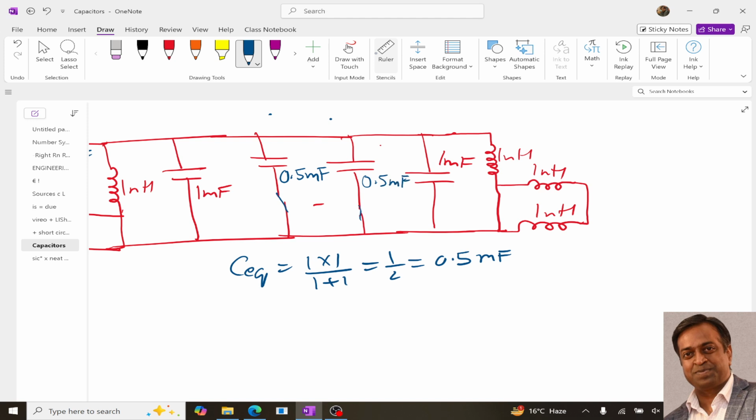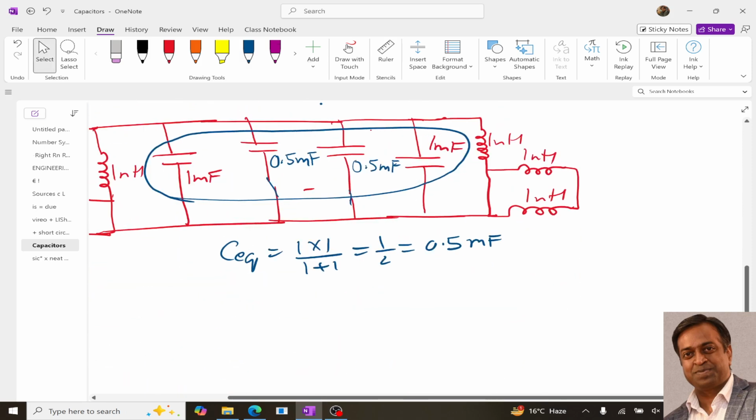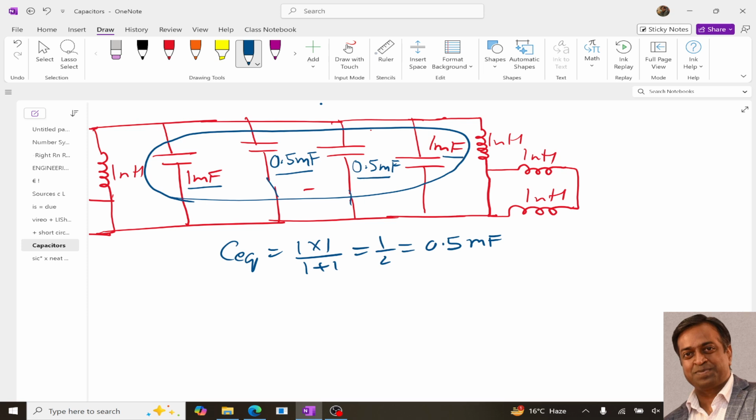Right? Now after this we have these 4 capacitors in parallel, right? So using the formula for the parallel capacitors, which is this one, we simply need to add all the values. If we combine all of these, we have 1 plus 0.5 plus 0.5 plus 1. So we get 3, right? So we get 3 millifarad.